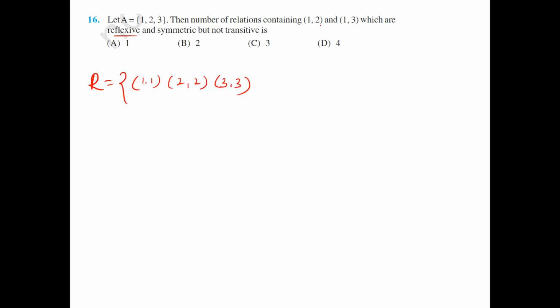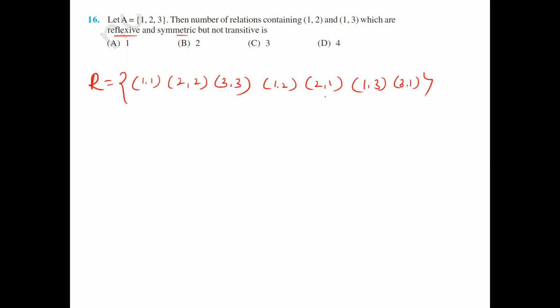Then they mentioned that it contains (1,2). (1,2) means compulsorily (2,1) should also be there. Why? Because of the symmetric condition. Next, here (1,3) means one more, (3,1) also will be there. Now, how many relations are possible? Only one relation. Is it transitive? No, it is not transitive.